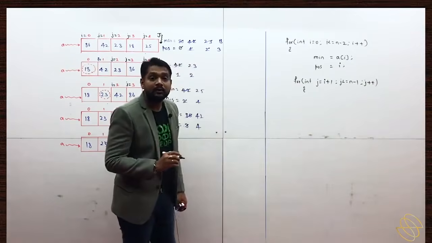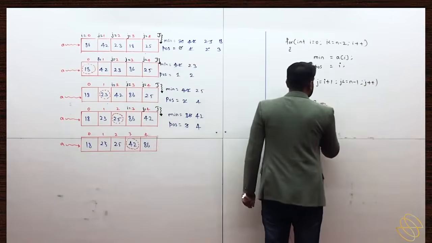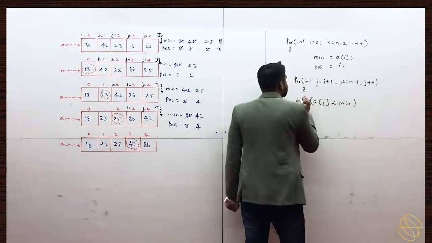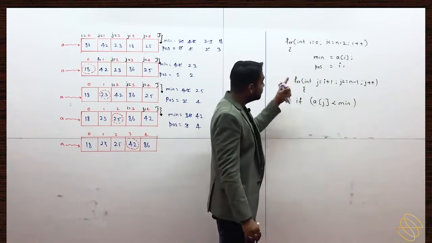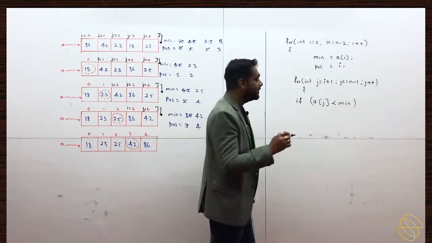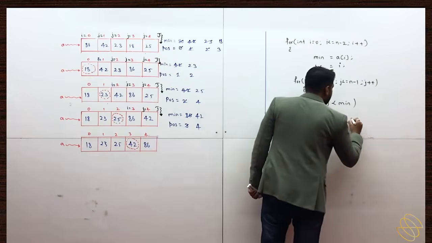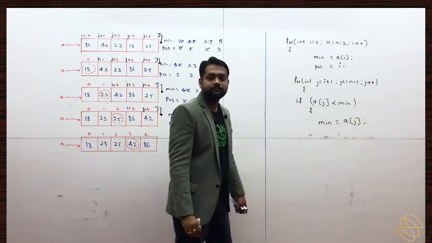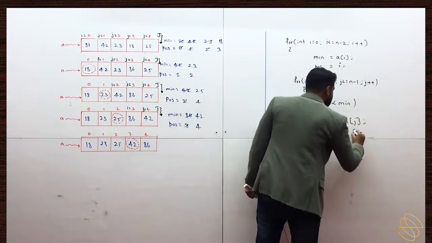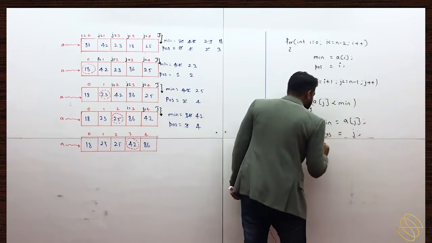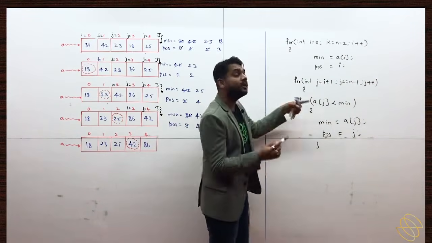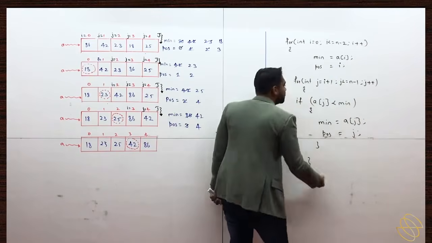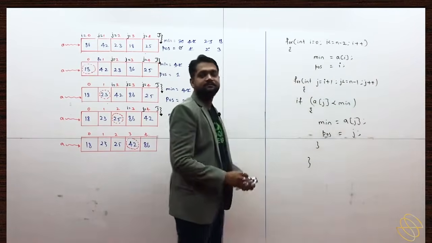Every time what are we doing? We are checking whether array of J is less than minimum. If array of J is less than minimum, then what did we do? We took whatever is there in array of J and gave it to minimum, and its position present in J, we gave it to POS. If it is not less than minimum, we simply moved ahead, J plus plus.